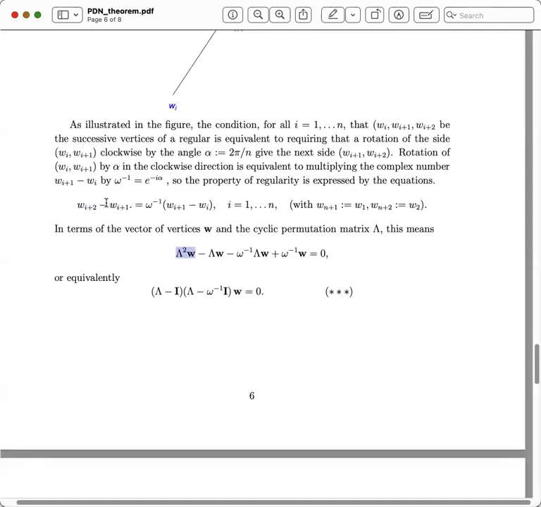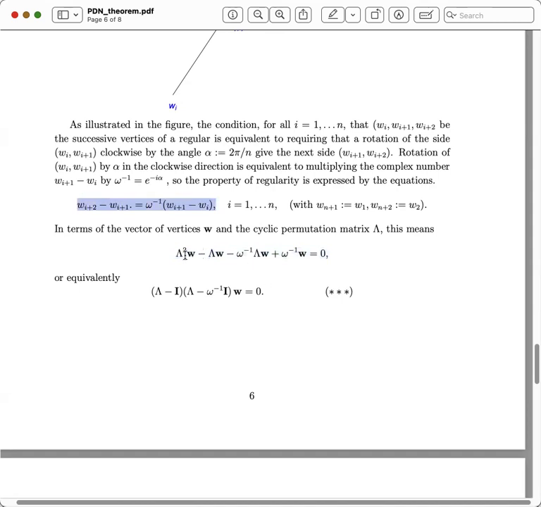And minus omega inverse times w i plus 1 is the ith component of the vector minus lambda w. And we have the factor omega inverse. And again, we have a shift by 1. So that has to multiply lambda w. And we have no shift at all. So that just multiplies w. And this equation is equivalent to this equation in component form.